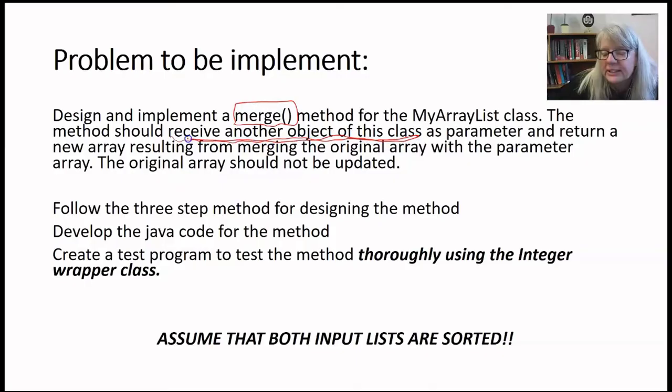What does that mean? Yes, it must receive another myArrayList as parameter and return. I tell you what must be returned. Return a new array resulting from merging the original array with the parameter array. The original array should not be updated. Okay? Do you know what merging is?